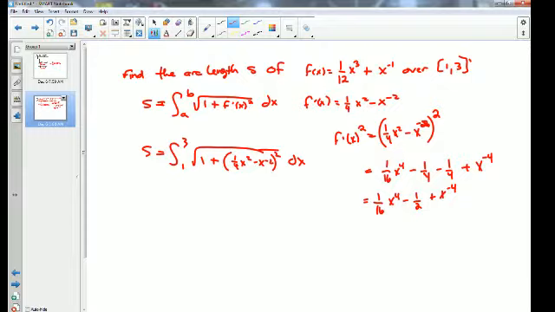All right, sound's back now. Let's do this. And you can even add your 1 in now if you want. 1/16 x to the 4th plus 1/2 plus x to the negative 4th. Okay.